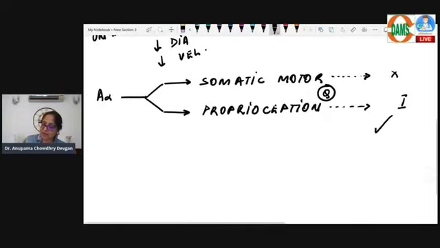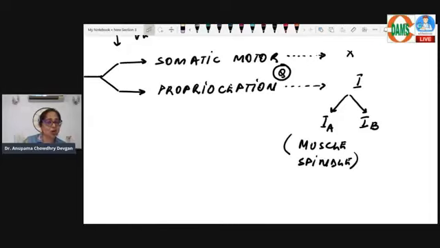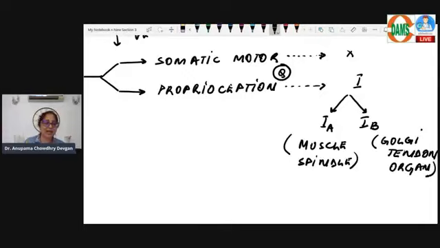Now, the type 1 fiber is further subdivided into type 1A and type 1B. Type 1A is from the muscle spindle. There are two important receptors for proprioception, that is muscle spindle and the Golgi tendon organ. So type 1B fiber is the sensory fiber from the Golgi tendon organ. 1A is from the muscle spindle and 1B is from the Golgi tendon organ.